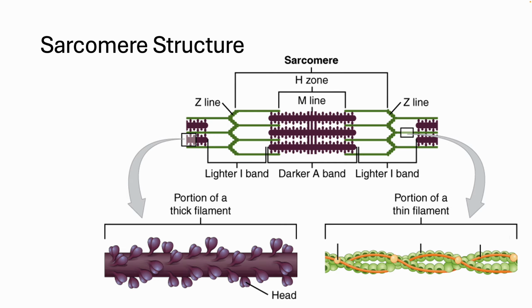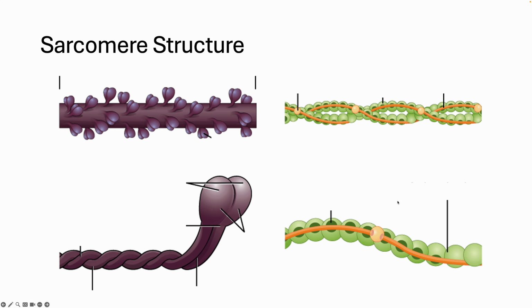So let's take a look at the sarcomere structure in a little bit more detail, looking at the individual units that make up the thick and the thin filaments. So first of all, the thick fibers are going to be made up of myosin. The myosin molecule is going to consist of 6 polypeptide chains, 2 heavy chains and 4 light chains.